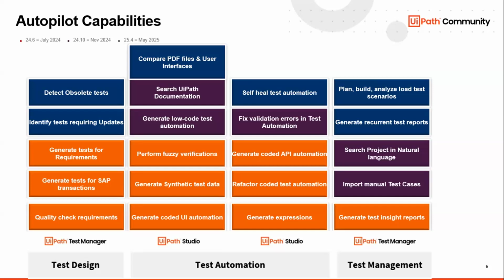Next we have generate coded API automation. You can provide the API and what exactly you want from that API automation, and just give a simple English prompt, and then Autopilot will generate the coded API automation for you. Next we have generate expression. Basically it will help you write the correct syntax or queries. Let's say you're working on some complex VB query and you don't remember the correct syntax. You just need to provide a simple English natural language prompt, and then Autopilot will give you the correct complex query.